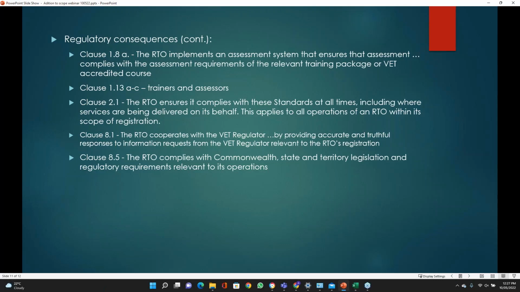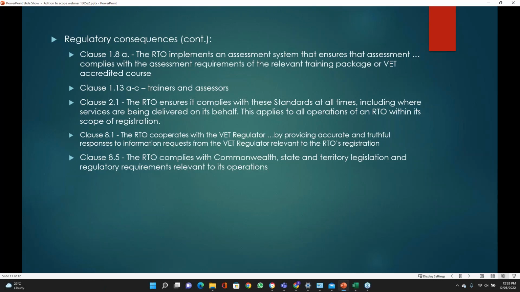Potentially, we could be non-compliant with clause 1.13 A to C, which is all about our trainers and assessors. There's also clause 1.16, which is about ongoing VET professional development. We could potentially be non-compliant with that. We would definitely be non-compliant with clause 2.1 of the standards, which says that an RTO must ensure that it complies with the standards at all times. We could potentially be non-compliant with clause 8.1, clause 8.5.